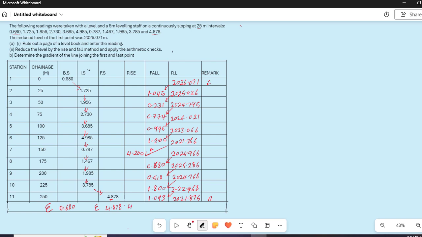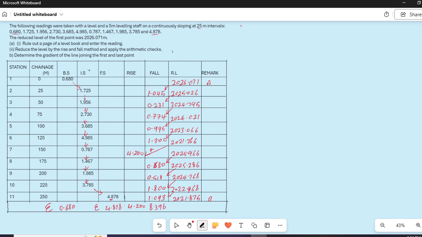I also need the summation of fall, so I have to add 1.045 plus 0.231 plus 0.774 plus 0.995 plus 1.3 plus 0.68 plus 0.518 plus 1.08 plus 1.093. This is giving me 8.396 as my summation of fall.